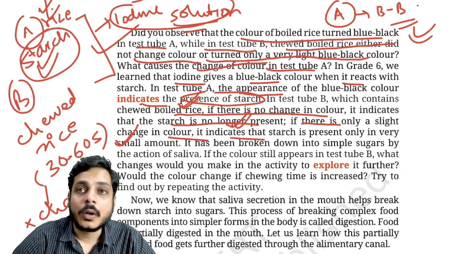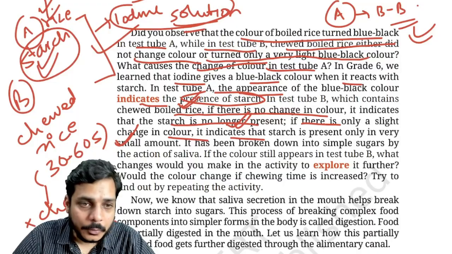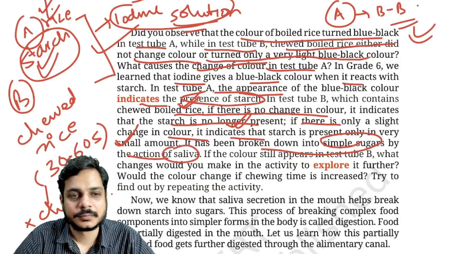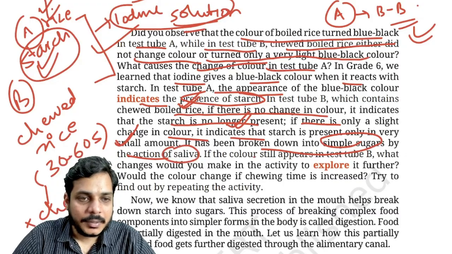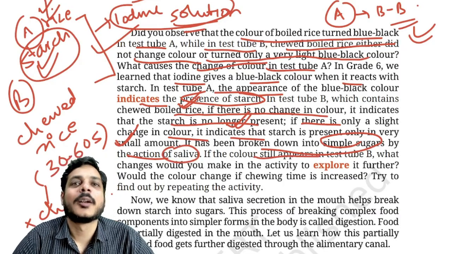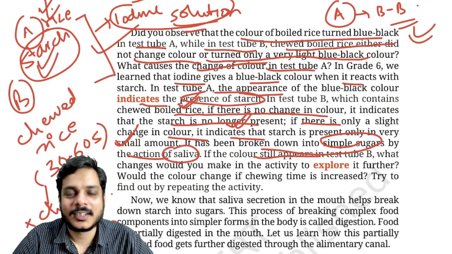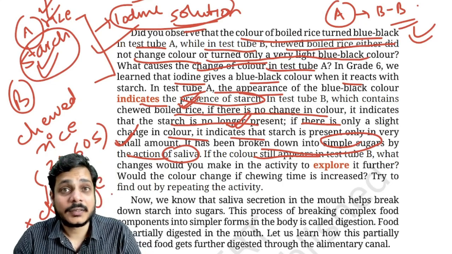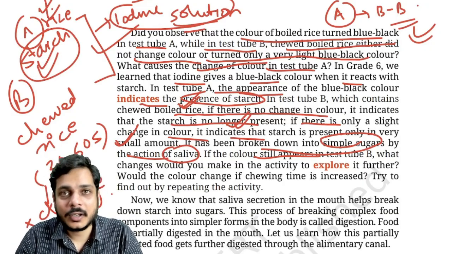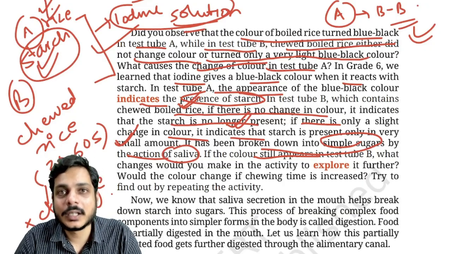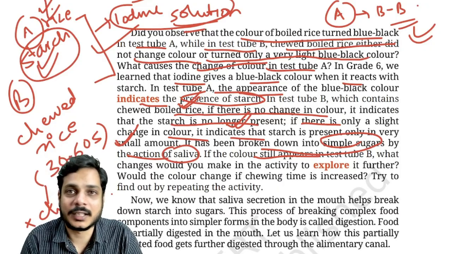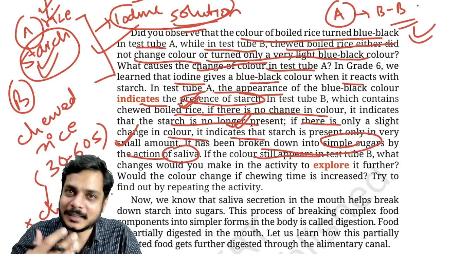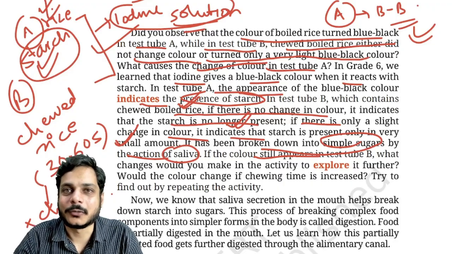So why is starch not present? Because it has been broken down into simple sugars by the action of saliva. If the color still appears in test tube B, it is because it has not been properly chewed. That means you have not followed the instruction of chewing it for at least 60 seconds. That is one of the reasons it is said that you should chew food for a longer time, because saliva converts the starch into sugars in the mouth itself. It is not something that starts after the food reaches your food pipe. It starts in the mouth itself. That is why you should chew your food properly.